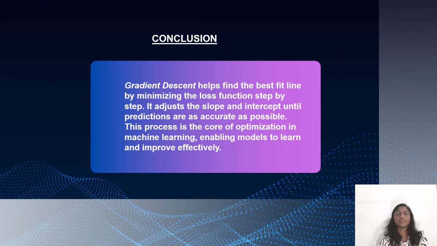So in conclusion, gradient descent helps to find the best fit line by minimizing the loss function step by step. It adjusts the slope and intercept, that is m and c, until predictions are as accurate as possible. This process is the core of optimization in machine learning, enabling models to learn and improve efficiently.